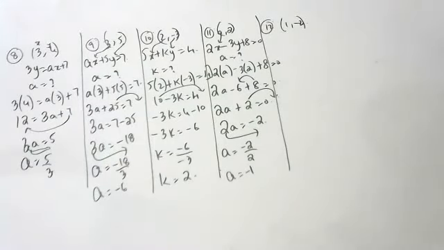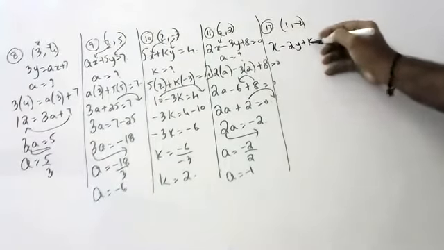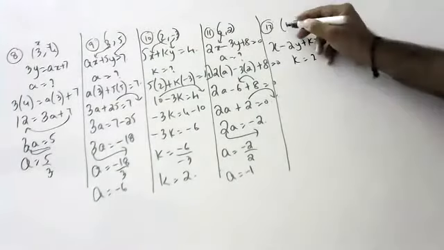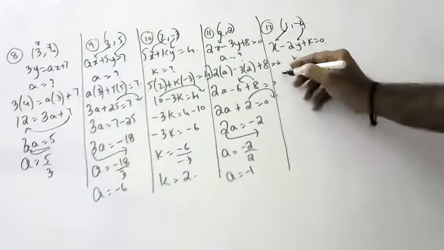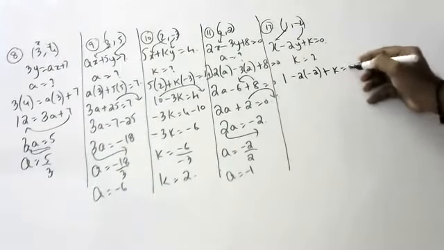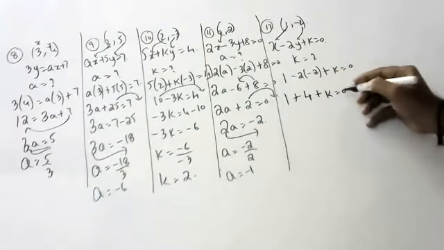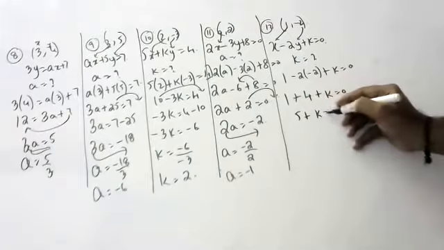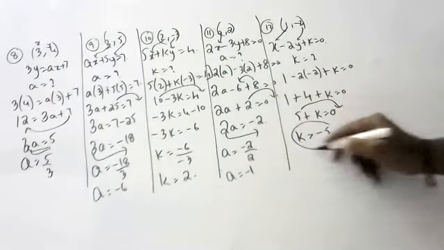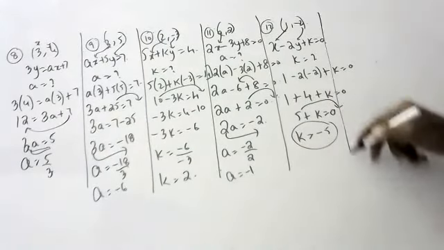Now 1 comma minus 2 is the solution of x minus 2y plus k is equal to 0. Find k. 1 minus 2 into minus 2 plus k is equal to 0. 1 plus 4 plus k is equal to 0. 5 plus k is equal to 0. K is equal to minus 5.